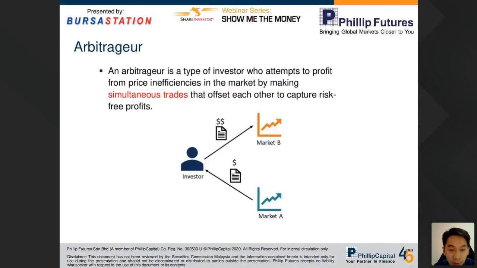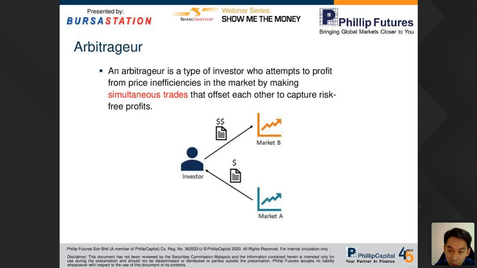Okay, the last group of traders will be arbitrager. Arbitrager is mainly professional traders that have a wide knowledge on the market. What they do is they trade simultaneously on two different markets. One example of arbitraging will be through gold futures.